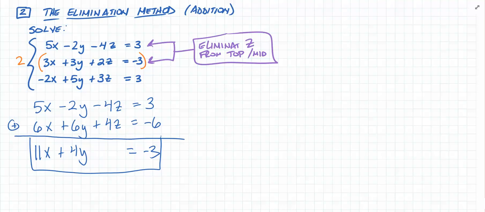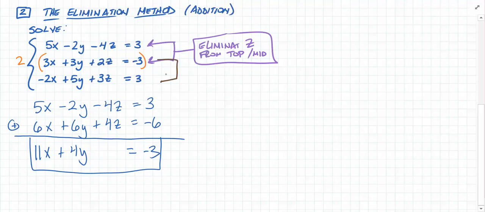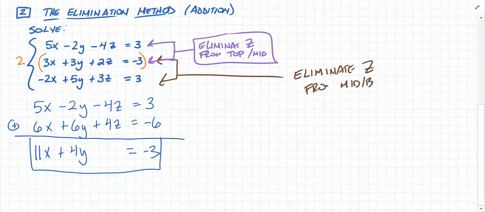So which ones do you guys want to do? You can either do the top and the bottom or the middle and the bottom, and it doesn't matter to me. It doesn't matter which one we choose because ultimately it's going to work out the same. So think about it right now. Okay, so after a great discussion, we think that we're going to eliminate from the middle and the bottom. Okay, sweet. So again, I'm going to write down what I'm doing. We are going to eliminate z again from the middle and the bottom. Okay, awesome. So that's my little game plan.